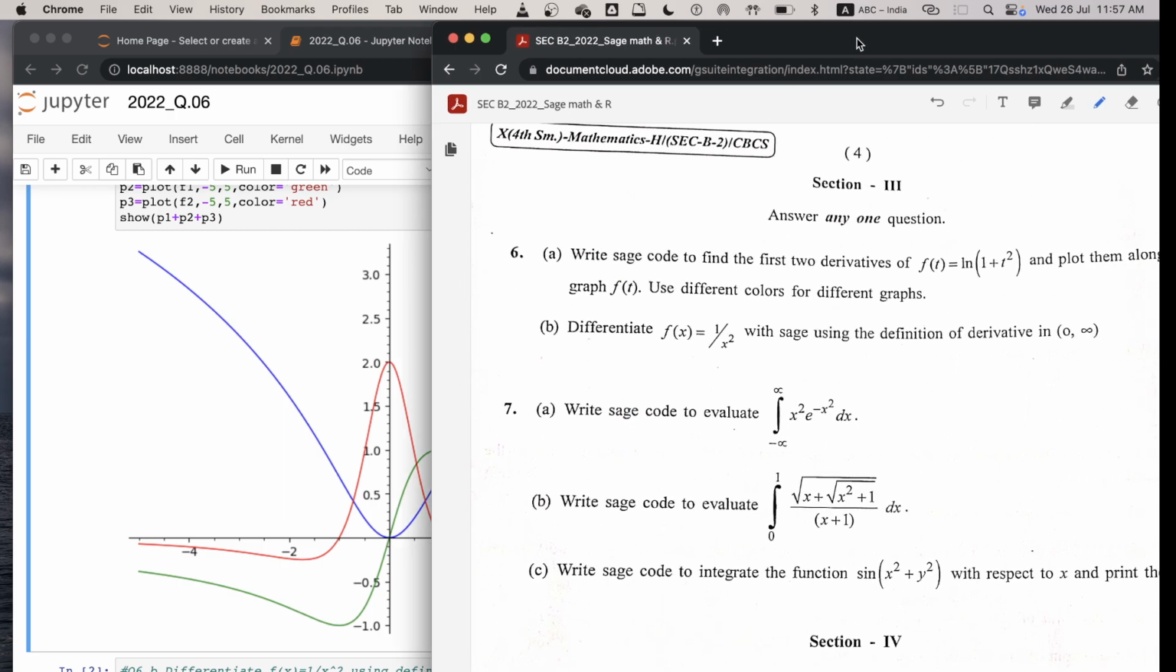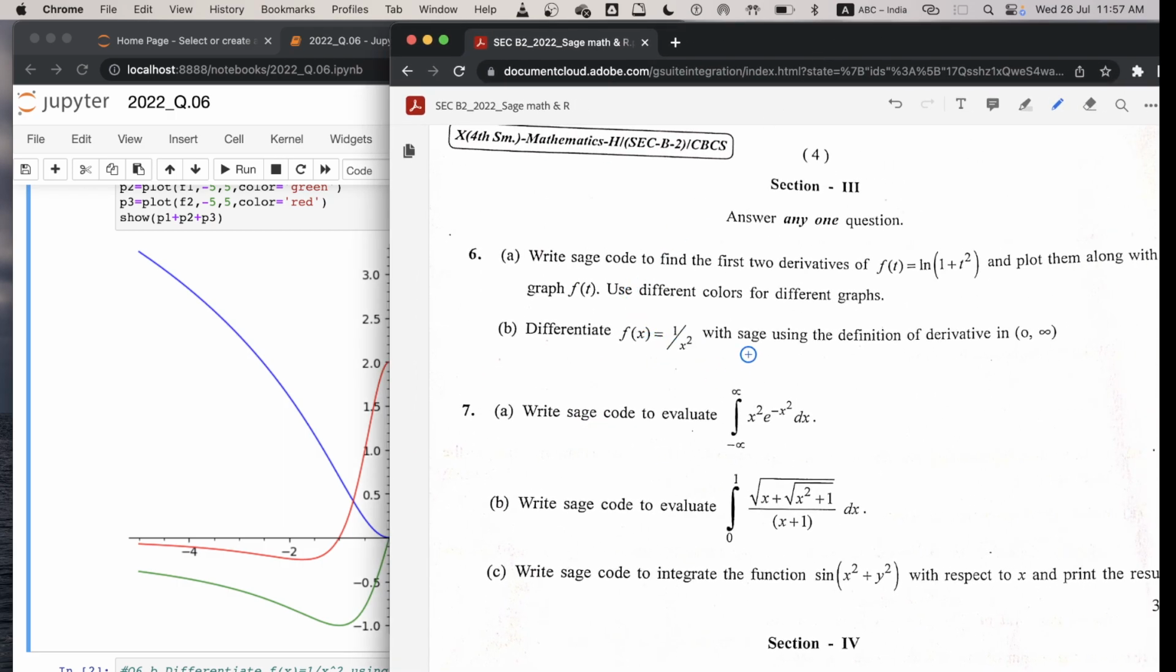Question 6b. Differentiate f(x) equal to 1 by x square with Sage using the definition of derivative in the open interval 0 to infinity.